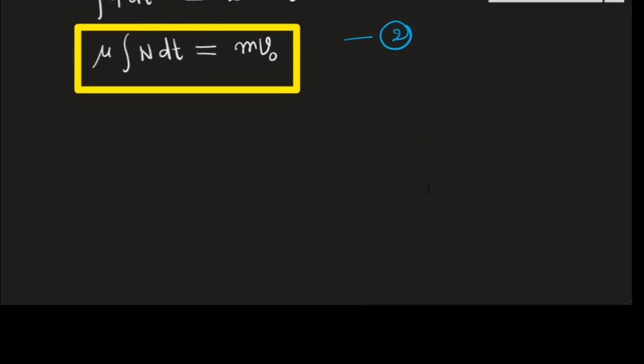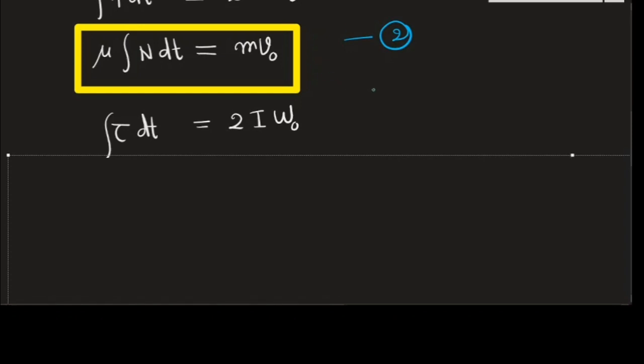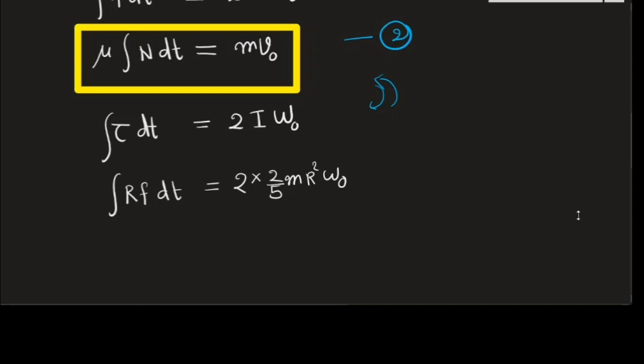Now, if we write a torque equation, the friction force will produce some torque about the center. The integral of tau dt is equal to the change in angular momentum. What is the angular momentum? I omega naught. It was in the minus k cap direction, and after the collision it becomes the k cap direction. So I omega naught minus (minus I omega naught) equals 2 I omega naught. So we have written the integral of torque dt. Torque is nothing but R cross F, so the integral of R cross F dt.